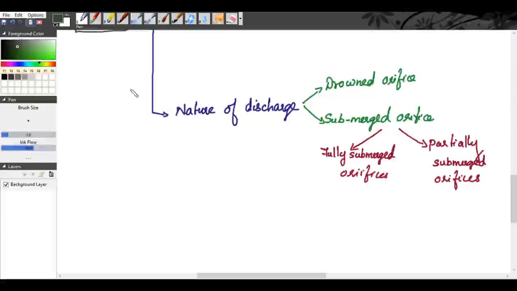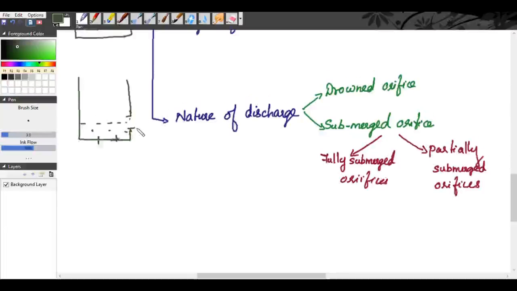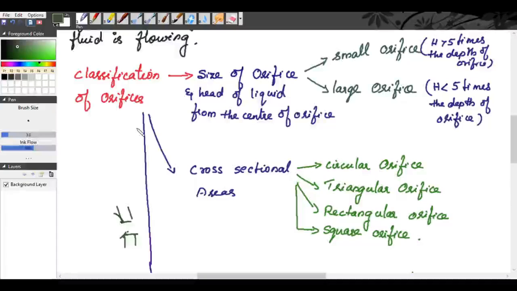Next, nature of discharge. How it is discharged. So you can have a tank. It can be a drowned orifice or a submerged orifice. A submerged orifice can be fully submerged or partially submerged. A drowned orifice normally comes at the bottom. A submerged orifice normally comes at the side, and it can be fully submerged or partially submerged.